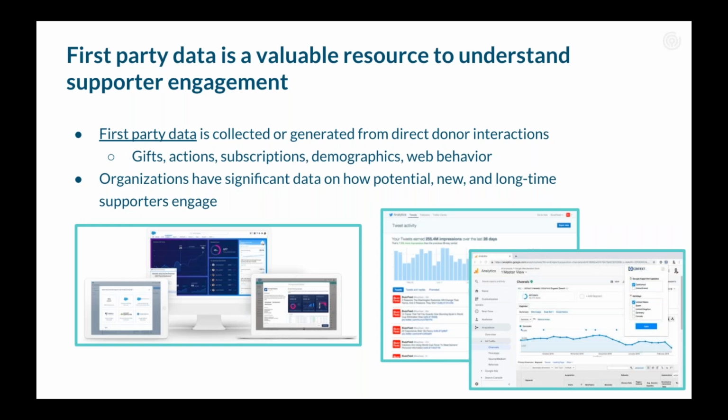First-party data is a really valuable resource to understand your supporters and how they engage with you. What is first-party data? First-party data is data that is collected or generated directly from your interactions with donors. So it could be gifts, transactions, actions your donors are taking, subscriptions they have to your lists. It could potentially be demographic data or other web behavior that you are collecting directly about your donors or from your donors. Generally speaking, first-party data is going to be the highest quality data because it is directly generated from those interactions you have with your donors.